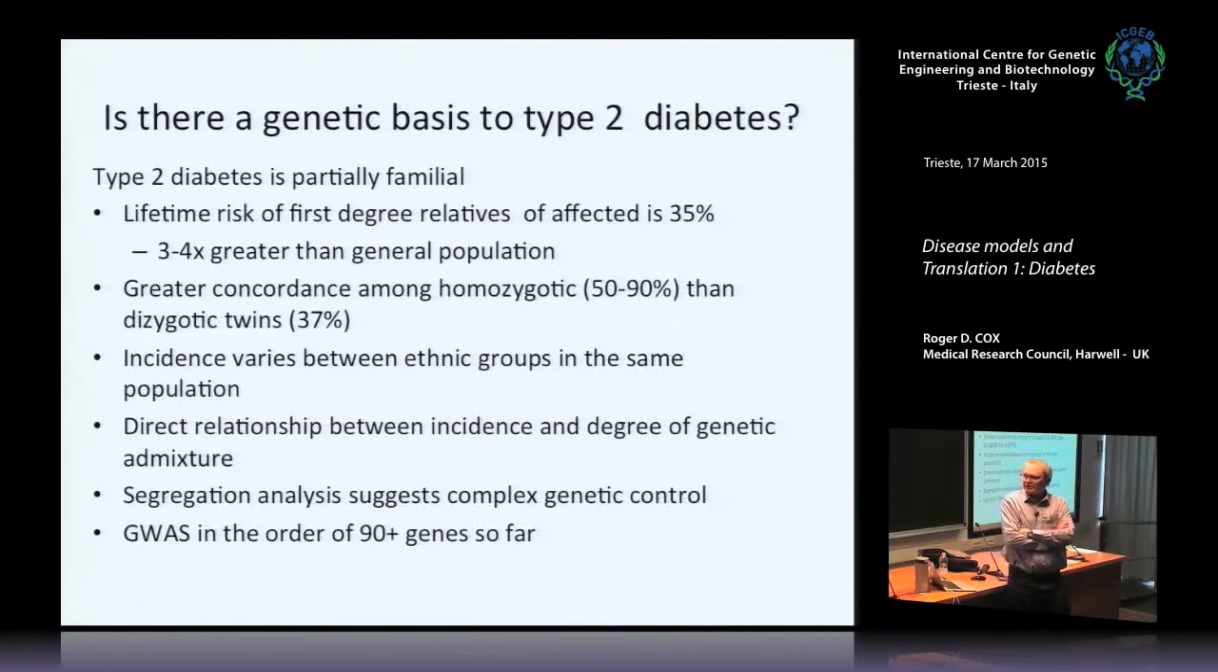There is a relationship between incidence and the degree of genetic admixture. So if you look at populations that are mixing and estimate the degree of admixture, you can see that corresponds to risk. Segregation analysis suggests complex genetic control. There are rare monogenic forms of diabetes, subtypes of diabetes, and there are common genetic polymorphisms that have been mapped by genome-wide association studies, and there are more than 90 of these genes so far. So these all point towards a genetic component.